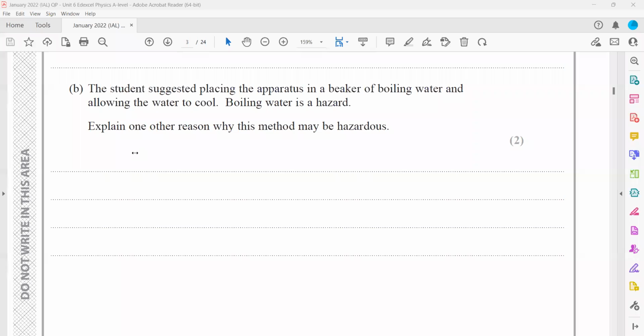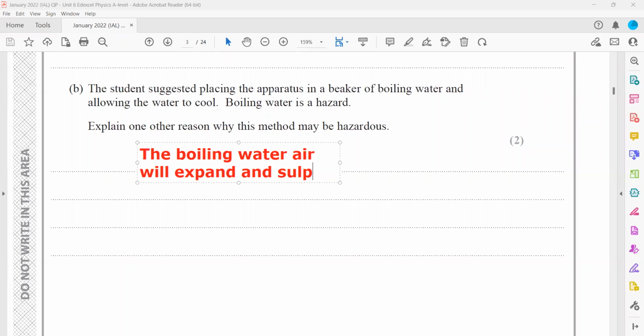So what might be a reason for that? In the boiling water, the air will expand, and the concentrated sulfuric acid may come out.